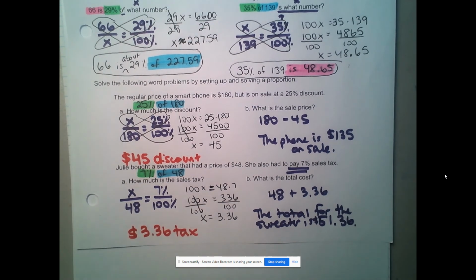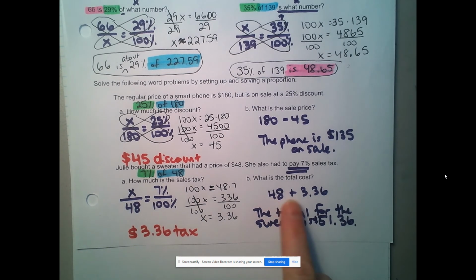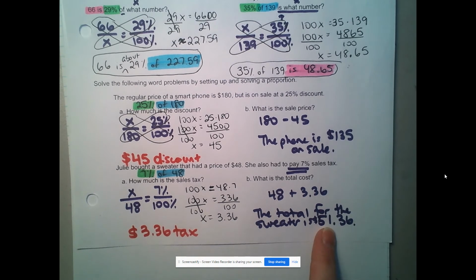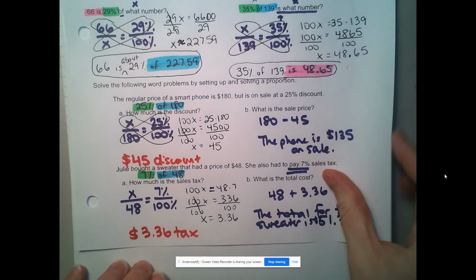$51.36. And this is really important. If you got, like, say, a $50 gift card for Christmas and you walk into a store in Massachusetts and there were a 7% sales tax, that $50 gift card would not be enough, because $48 for the sweater plus $3.36 for tax, you would need $51.36. Your gift card would be $1.36 short once they added the tax on.